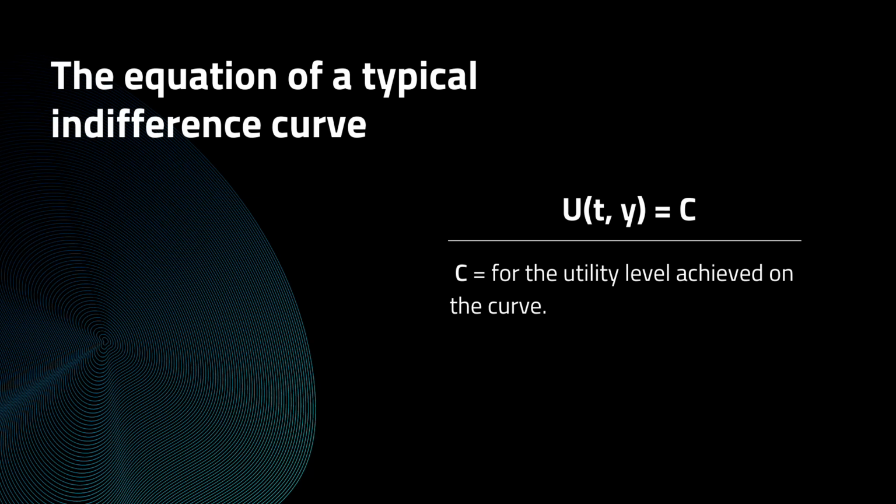And next we'll move on to the equation of a typical indifference curve. It is U(X, Y) equals C, where the constant stands for the utility level achieved on the curve. Different values of C correspond to different indifference curves. If we increase C, we obtain a new indifference curve that is above and to the right of the old one.